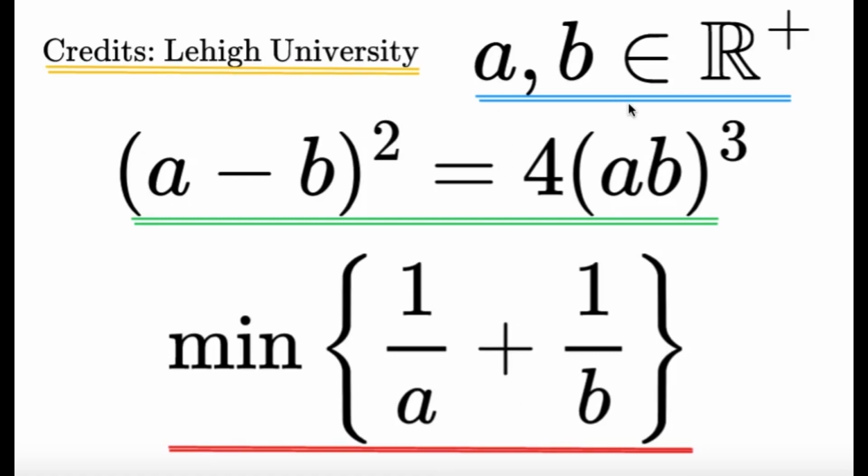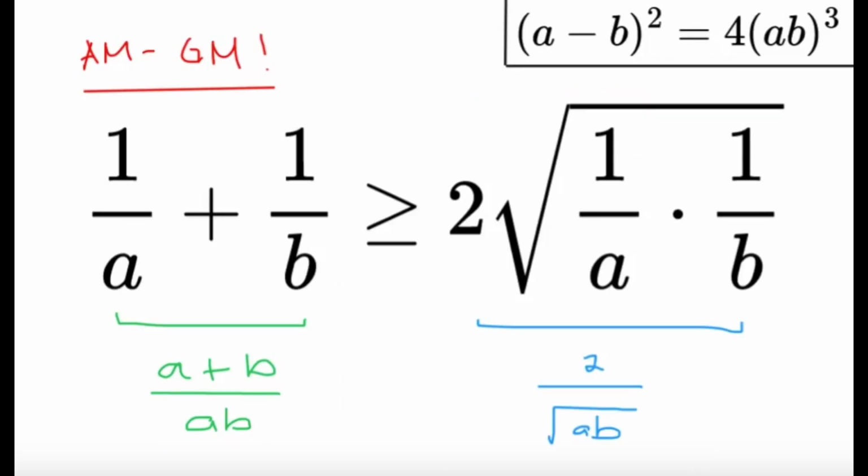So the first thing I always think of whenever we have positive reals is maybe we want to try using the AM-GM. If I use the AM-GM, this is the term that we want, 1 over a plus 1 over b. That's going to be greater than or equal to 2 times the square root of 1 over ab. So that's essentially 2 over square root ab.